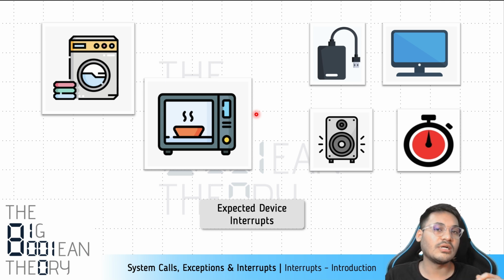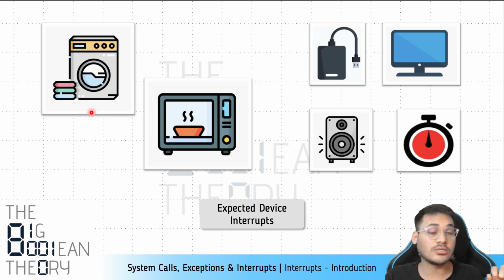And in order to understand interrupt driven IO in a better way, I have an interesting analogy for you. Interrupts do not just happen in the context of a computer system. There are many events that happen in our daily life that can be correlated with the concept of interrupts, right? So just to give you an analogy of interrupt driven IO, think of how you use a washing machine or a microwave oven, right? So let's consider the case of the washing machine.